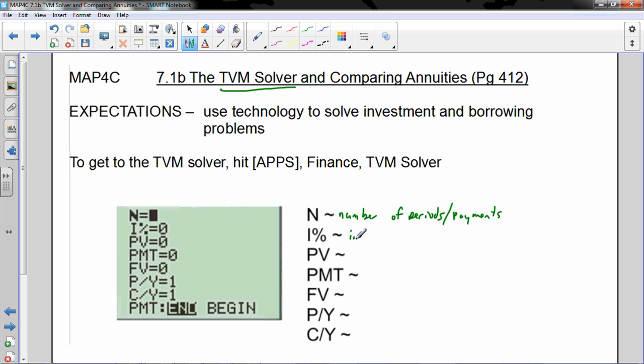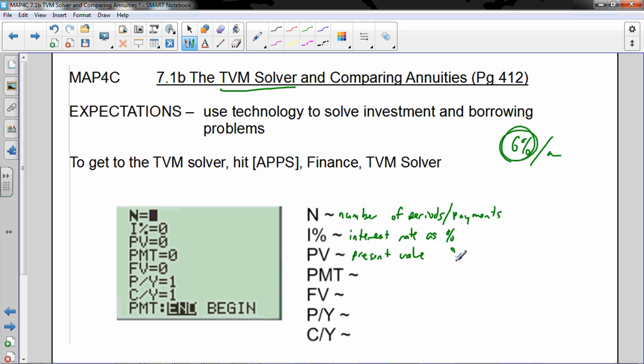I is the interest rate. I don't have to divide it by anything. It's just the interest rate as a percent. So we used to have 6% per year compounded monthly. We just put in the 6, so this would be just 6 here, and we'll see that when we get to an example. PV, what was that? Present value.